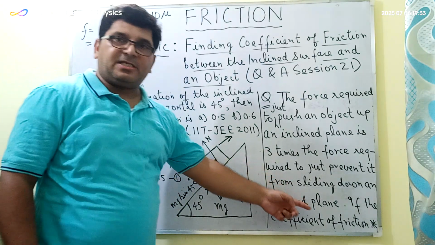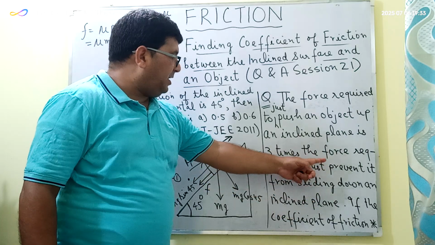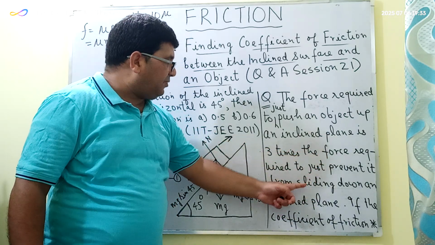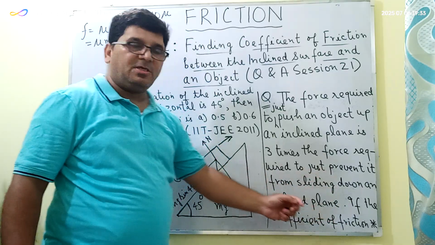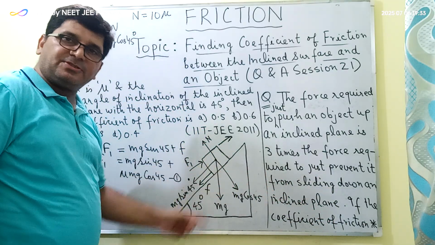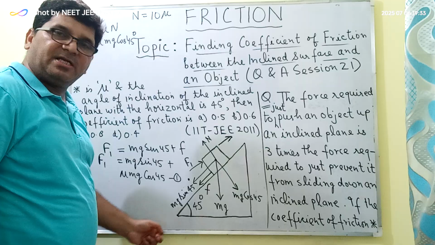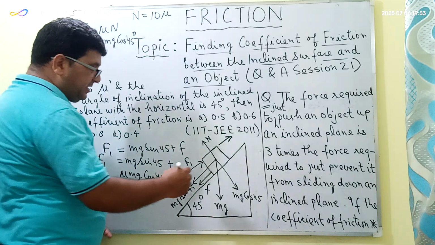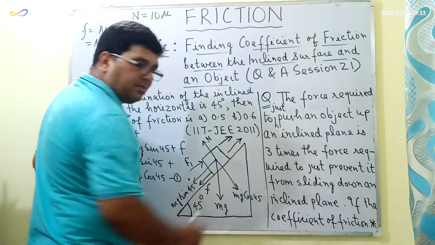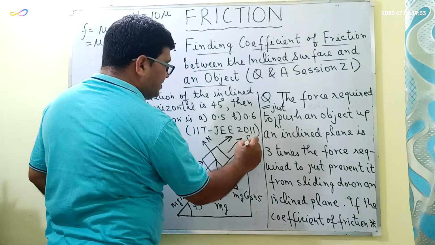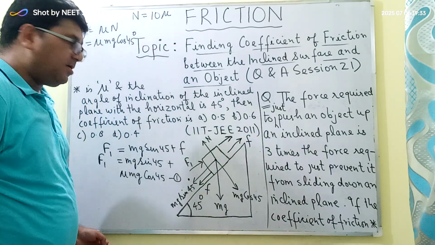Now let us take the second case. In the second case, we are applying the force which is just enough to prevent it from sliding down. So in the second case, this object has a tendency to move in the downward direction, that is down the plane. In that case, the force of friction will act in the upward direction, because the force of friction opposes the relative motion.